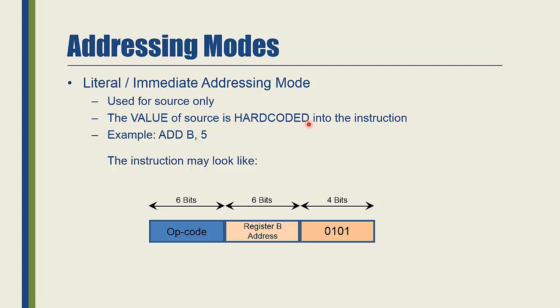And of course, this can be done for the source only, because the target or destination operand will have the result, not the value that we are calculating. For example, if we have assembly code of add b with 5, 5 is the constant value that we want to add to b. We can spare 4 bits to keep this literal or immediate data, which in this case, 5 in binary is 0101.